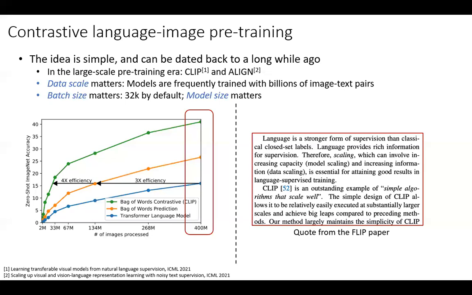that I really agree with. It says, language is a stronger form of supervision than classical closed-set labels, and the language provides rich information for supervision. And then scaling is a very important factor, both in terms of model scaling and also data scaling. Especially, I think this sentence is very good: CLIP is an outstanding example of a simple algorithm that scales well. So I think when we have a simple algorithm that has a very good scaling property, it can really unlock many of the potentials that previous models have never seen before.